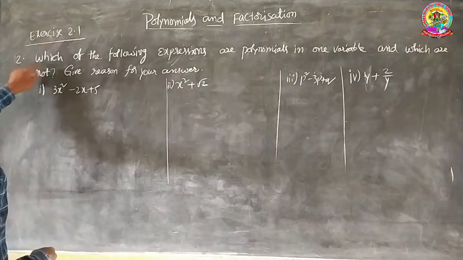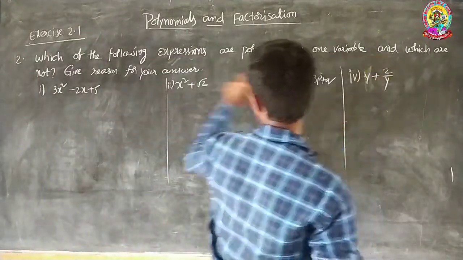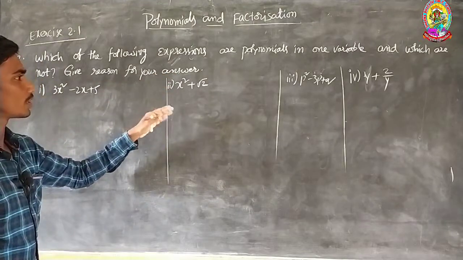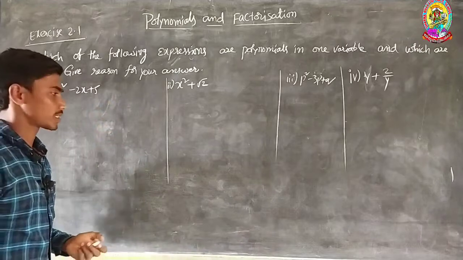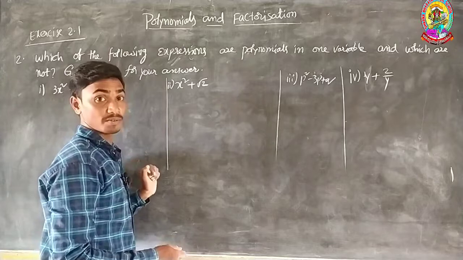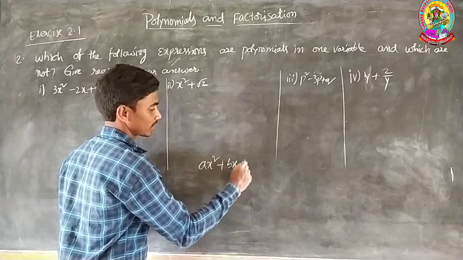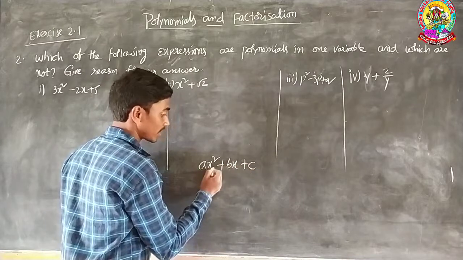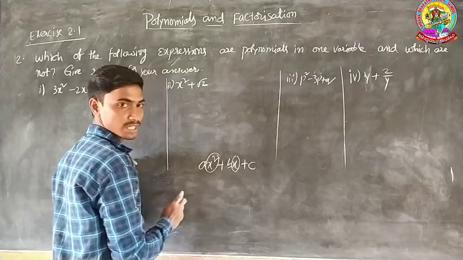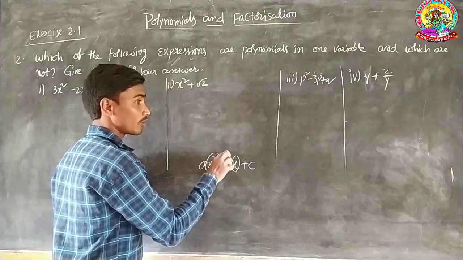Exercise 2.1 second sum. Which of the following expressions are polynomials in one variable and which are not? Give reason for your answer. The first, second, third and fourth ones from the exercise sums. First of all, polynomials are written in terms of variables. For example, ax square plus bx plus c is a polynomial in which all the terms have x only as a variable. So only one variable is there, that's why this is called a polynomial in one variable.